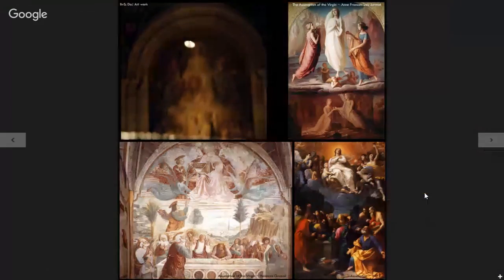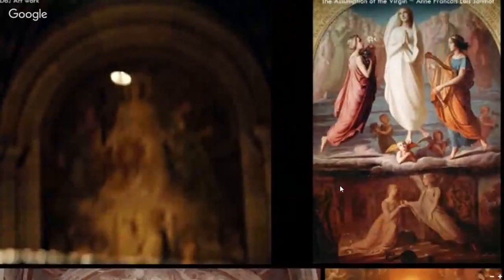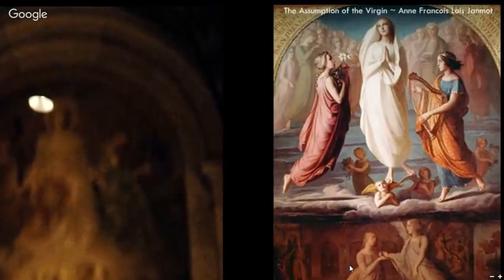So we talked about the artwork in BVS, and the backdrop is the Virgin Mary, the Assumption. I know I've talked about this before, but I'm still going to elaborate a little bit on it. This was done by a French woman, a French painter. There are different people who did versions of it, so this is not the exact version, just a version of it. But a French painter named Anne-Françoise Louis Jamot did this particular portrait of the Assumption of the Virgin.